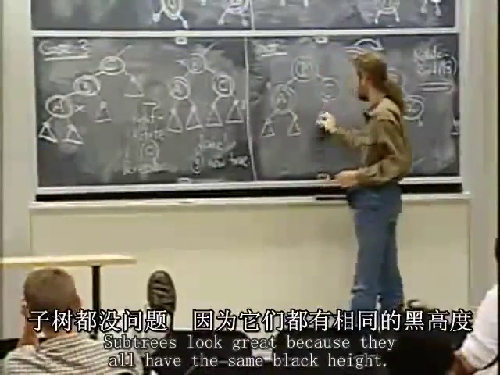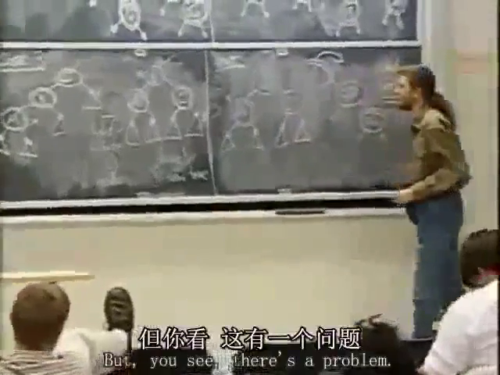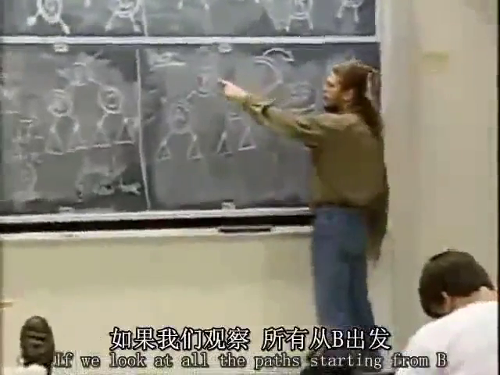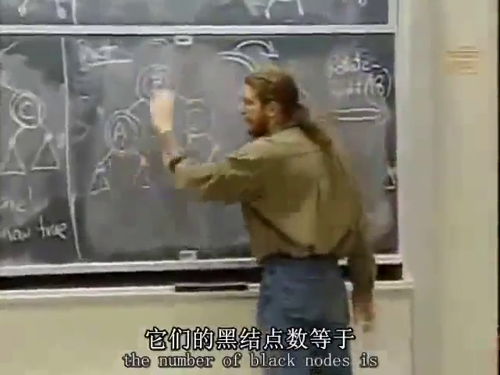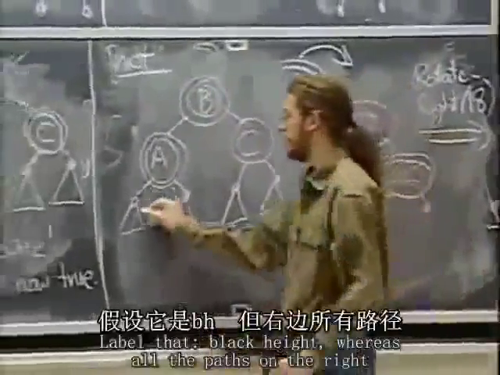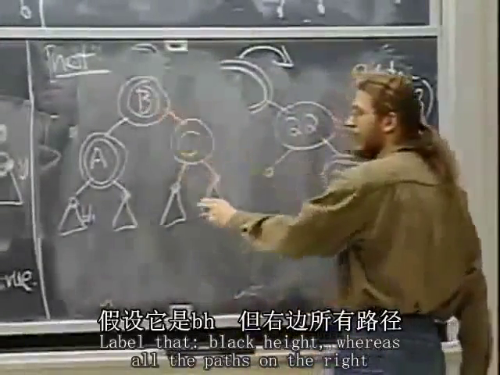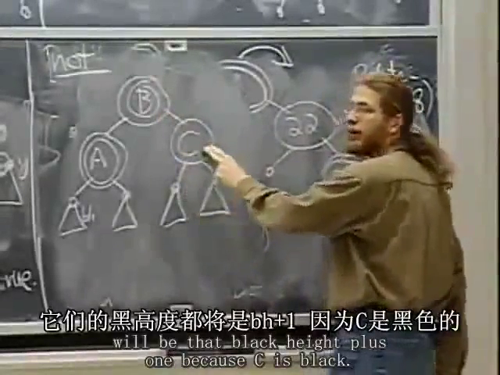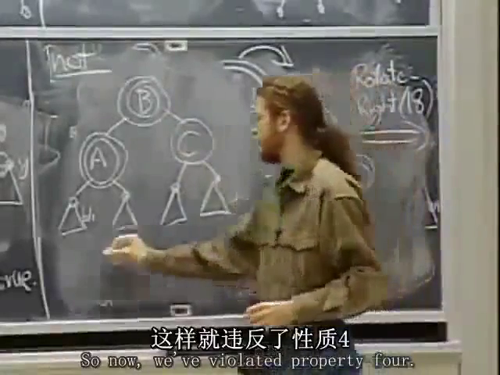So these subtrees hang off in the same way. Subtrees look great because they all have the same black height. But you see there's a problem. If we look at all the paths starting from B and going down to a leaf, on the left, the number of black nodes is whatever the black height is over here. Label that, black height. Whereas all the paths on the right will be that black height plus 1 because C is black. So now we've violated property 4.